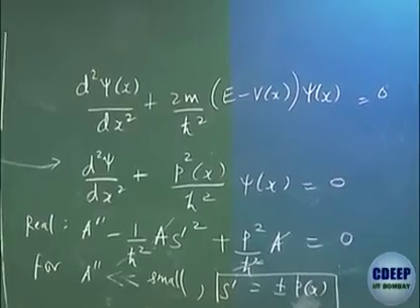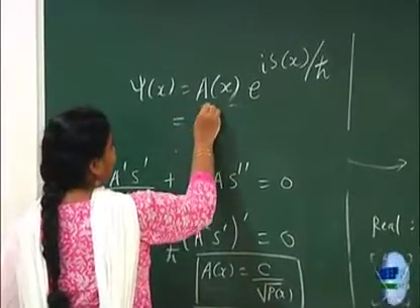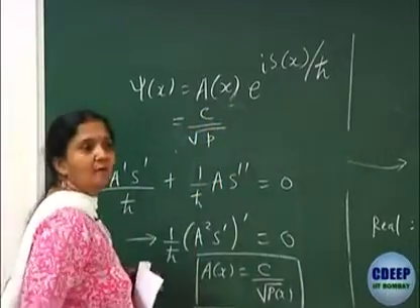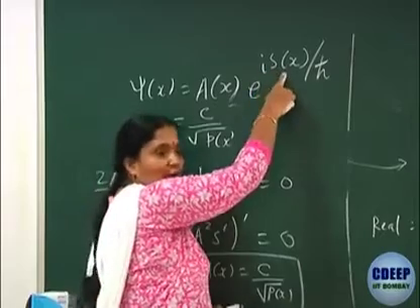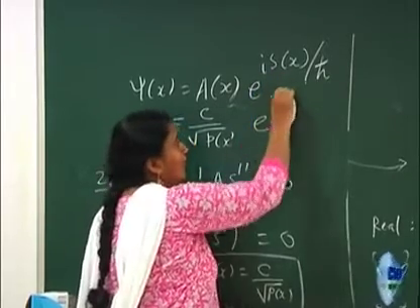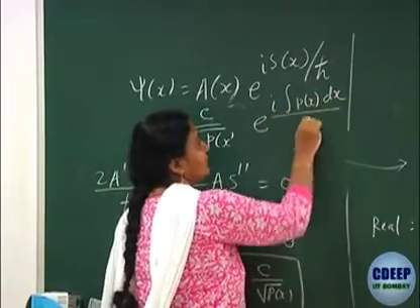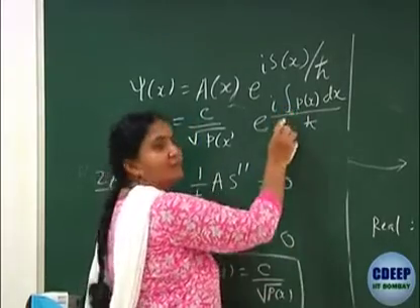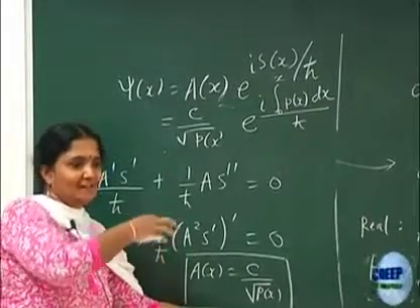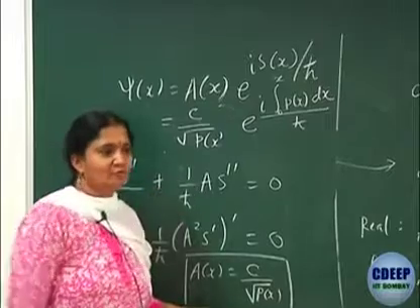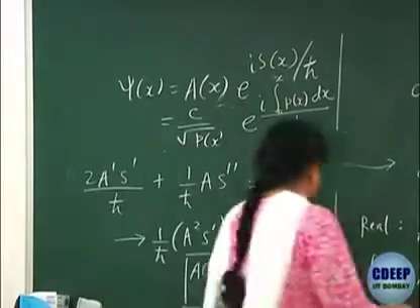Now can we write the solution? We can write it as some constant divided by square root of p, where p is a function of x, p is root of 2m(E minus V), times e to the power of i S over h cross. But I need to write S. How do I do that? Integral of p of x dx over h cross. You can put the starting point, but you have to go till the specific point which I want. Let us take x equal to 0 as the starting point, but if you have x as minus infinity, then you should start from minus infinity. Okay. So, that is the most general solution.